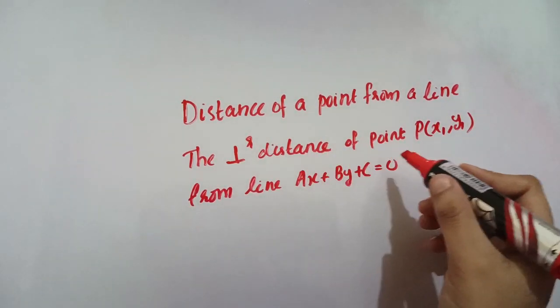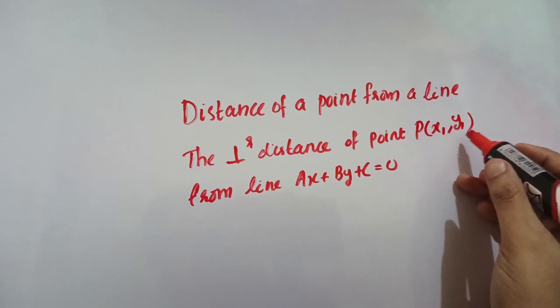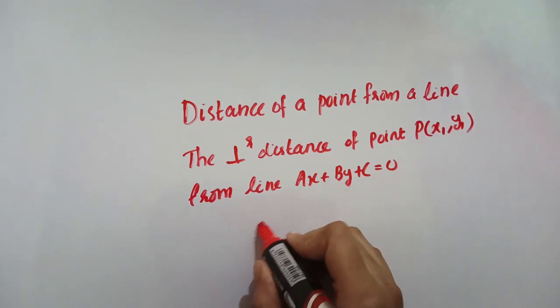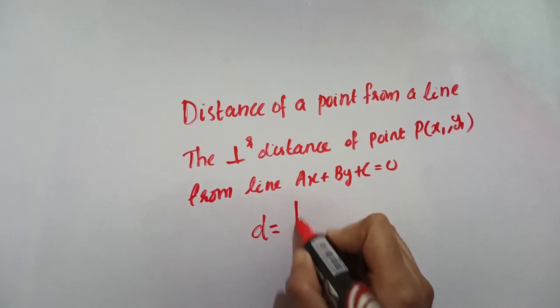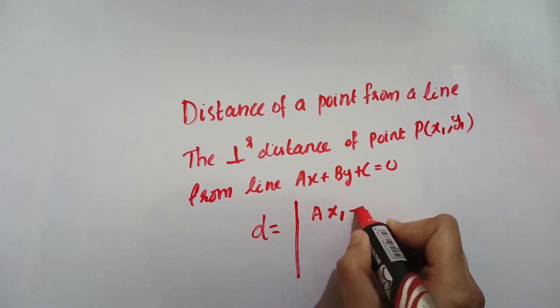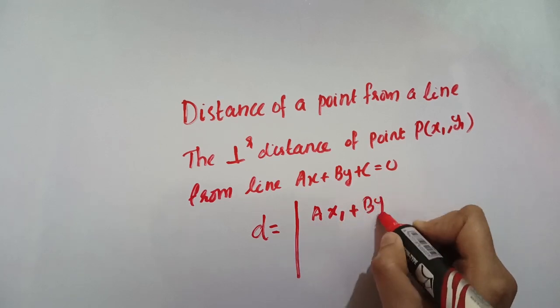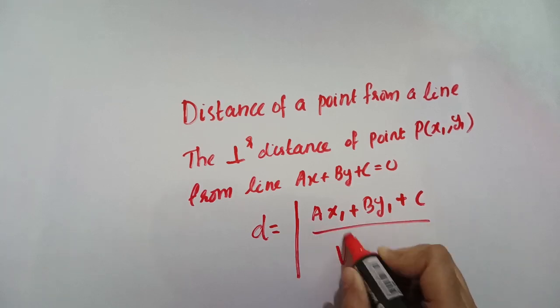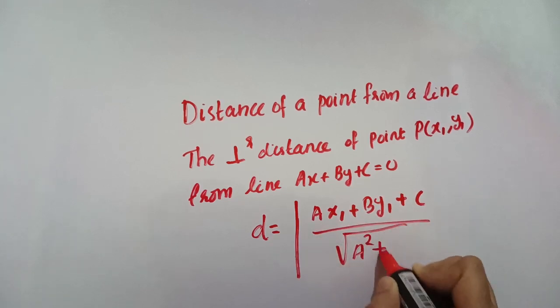Next, distance of a point from a line. The perpendicular distance of a point P of x1, y1 from a line ax plus by plus c is equal to 0 is given by d is equal to modulus of ax1 plus by1 plus c by root of a square plus b square.